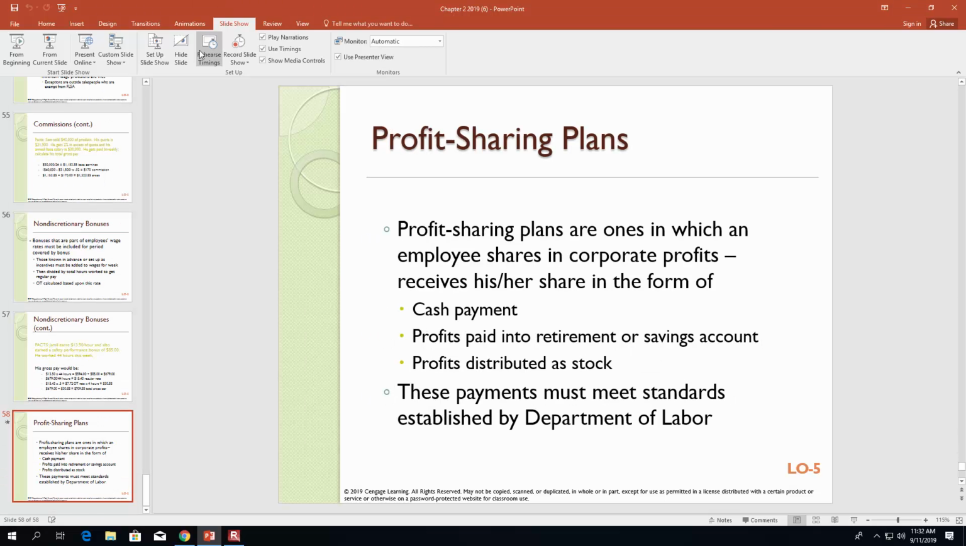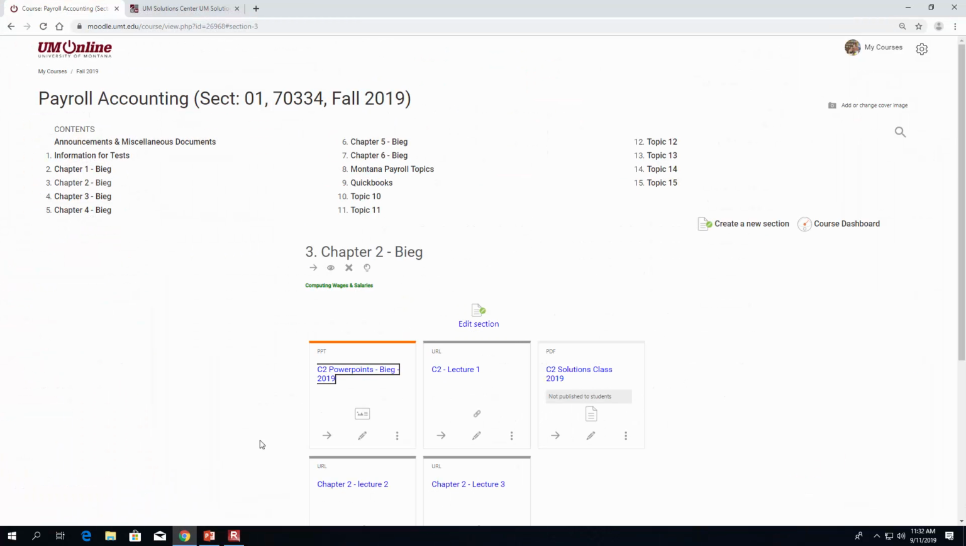All righty, so for today, we were to look at the Chapter 2 problems. I'm going to go ahead and open those up now.